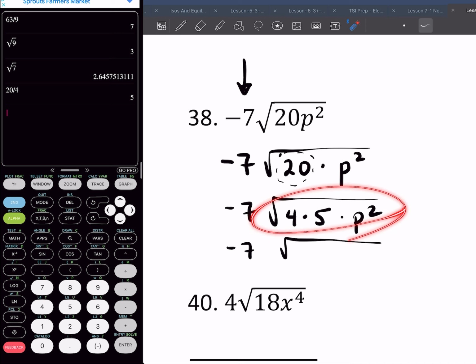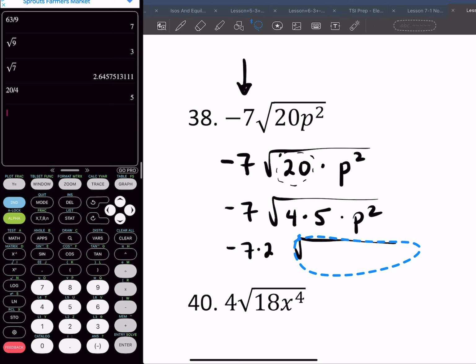Let's take a look at this. We have the square root of 4, which is what? 2. Where does 2 go? It's going to go outside of the radical, and it's going to get multiplied with the negative 7 there. So put that 2 there. I think I'm going to need some more room, so let me put this square root to the side there. Can I take the square root of 5? No. So that 5 is going to remain under the radical.